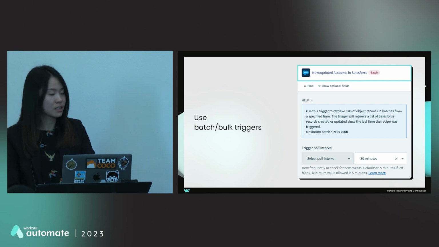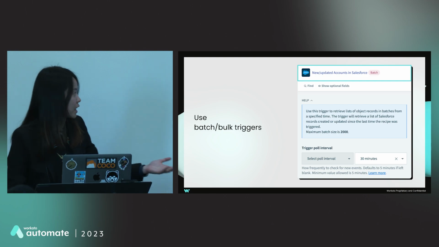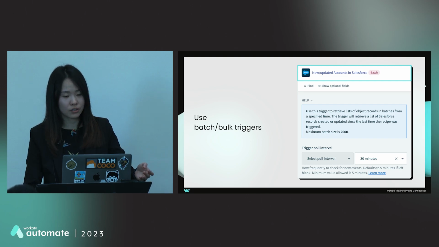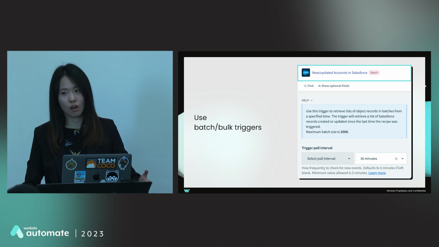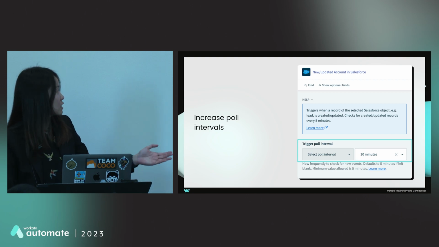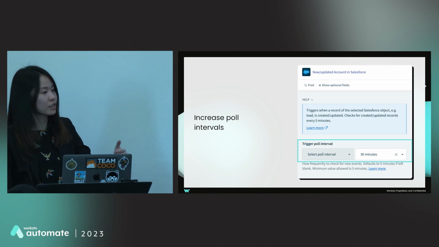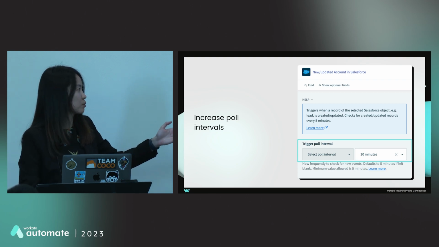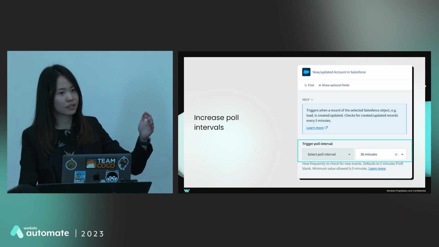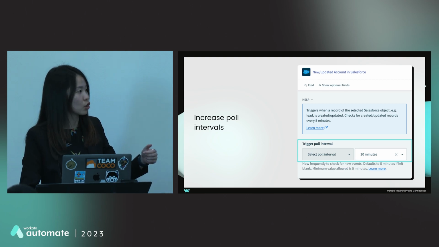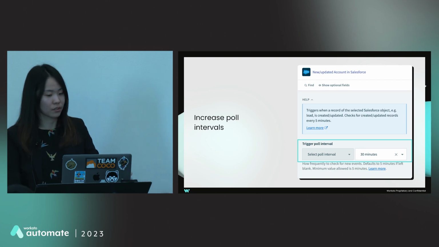Secondly, use bulk and batch. As far as possible, as far as your use case allows, bulk and batch actions and triggers are definitely the way to go if we're trying to optimize a large use case. And lastly, for reducing the number of jobs, increase the poll intervals, right? In every polling trigger, there's the possibility to increase the poll interval so it doesn't call your API that often. It doesn't process jobs as often as well.